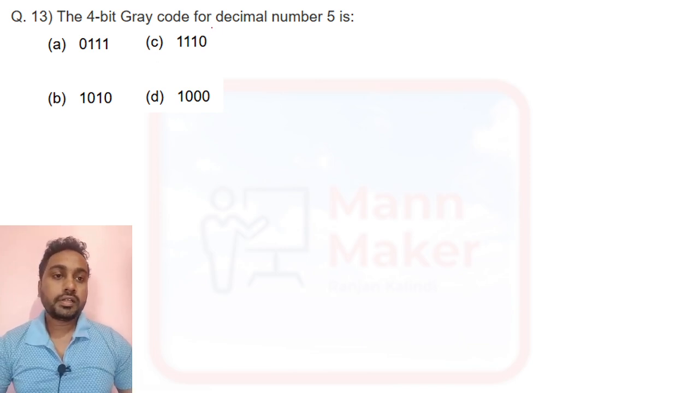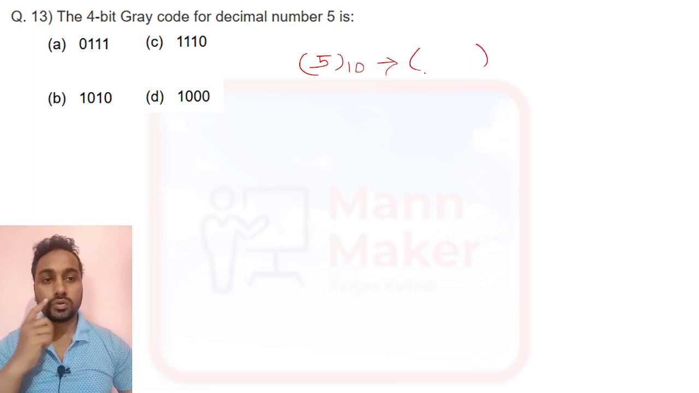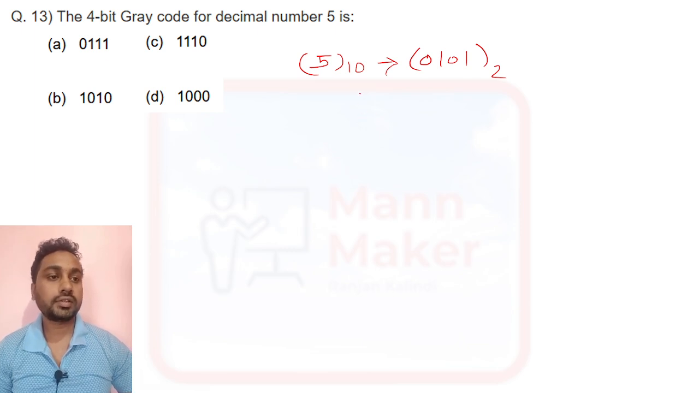The 4-bit gray code for decimal number 5. We have decimal number 5 here. We need to first convert this into binary form. They are asking for 4-bit, so the 4-bit representation of 5 is 0 1 0 1. This is the binary number. So 5 we know in binary is this one.